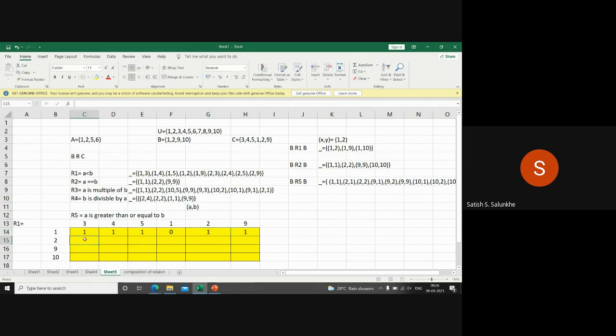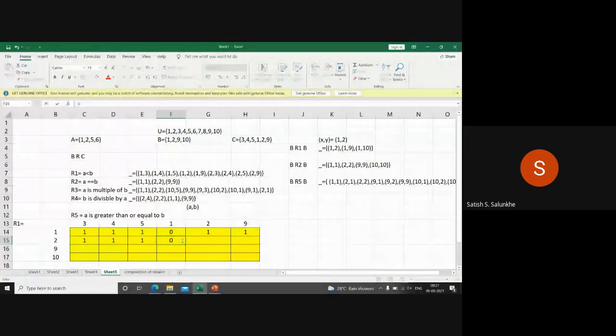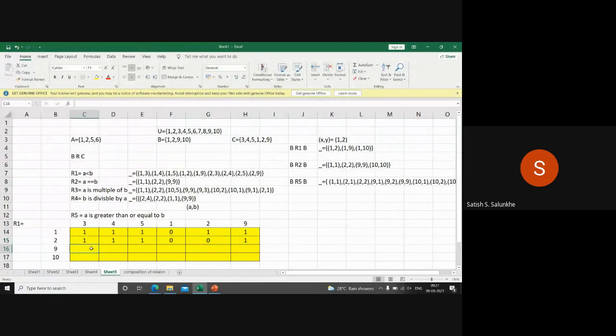Now (2, 3) is also belonging. (2, 4) is also belonging. (2, 5) is also belonging. (2, 1) is not belonging. (2, 2) is not belonging. (2, 9) is belonging. (9, 3) is not belonging. (9, 4) is not belonging. (9, 5) is not belonging. (9, 1) is not belonging. (9, 2) is not belonging. (9, 9) is not belonging. For 10, nothing is there at all, so everything is 0.